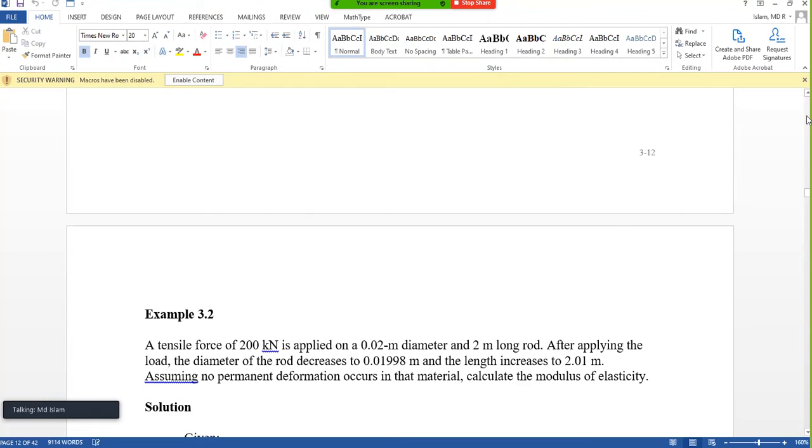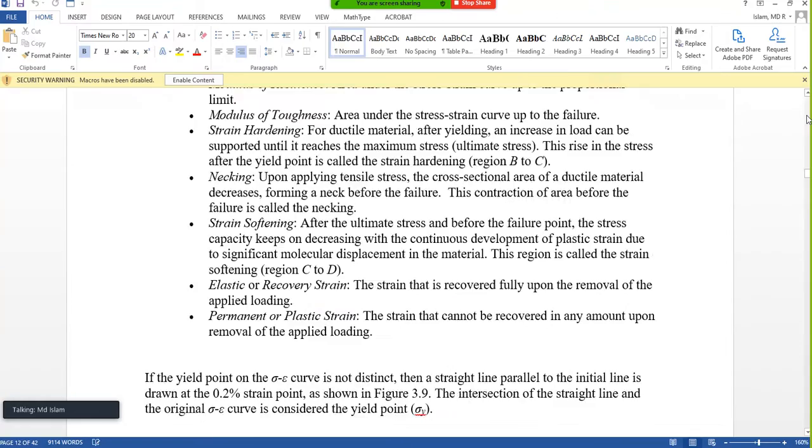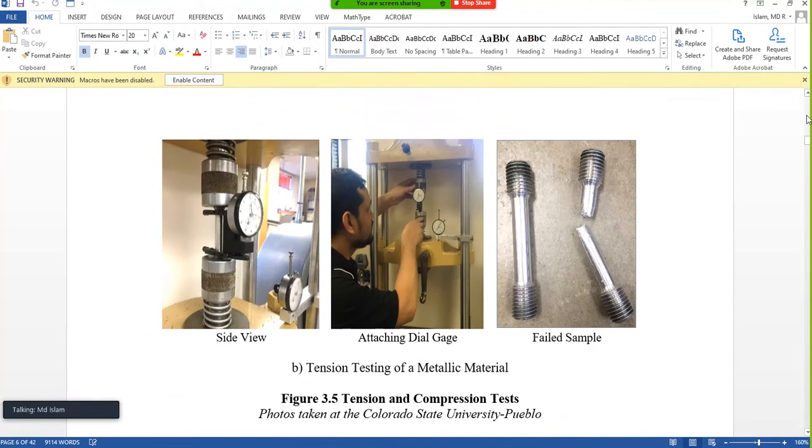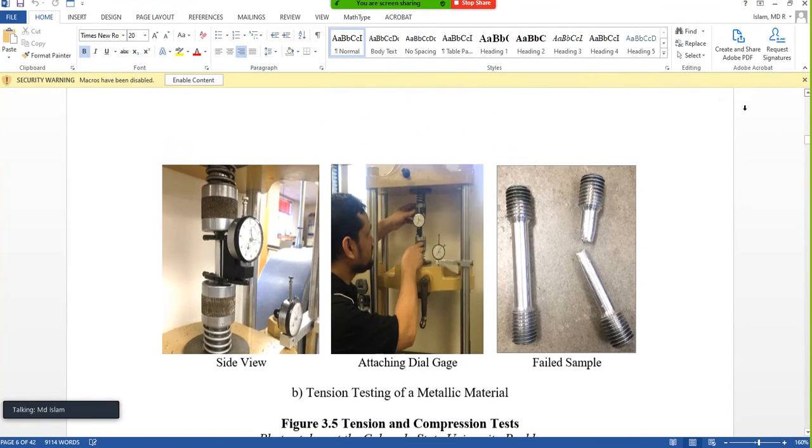Okay, so what we are doing here, we are trying to explain the tension test. You can see this image. This is our specimen. We will apply tension on it. Using this dial gauge, we will measure the deformation. And we have a load cell. You can see here, this big drum is our load cell, where you can read the load applied.